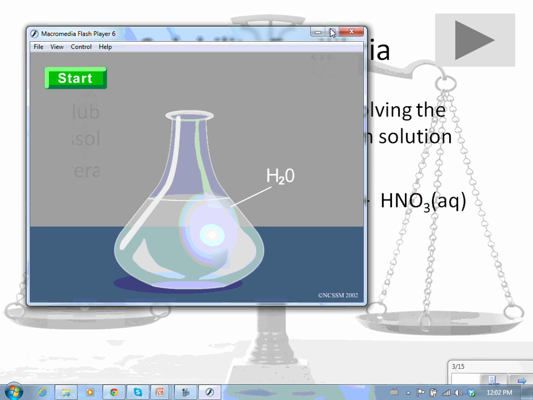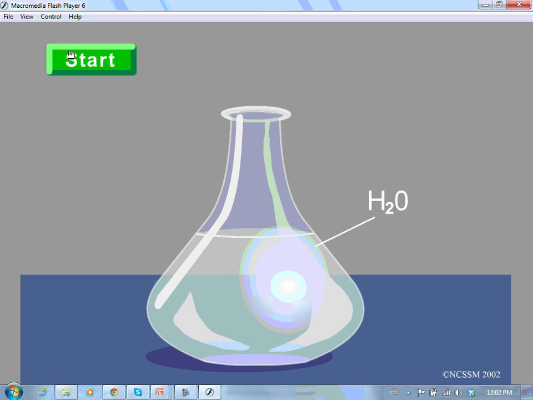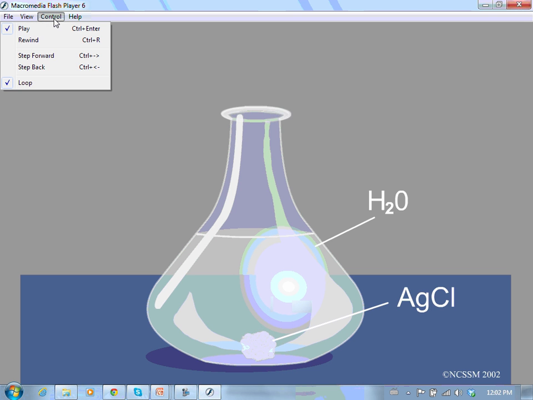Let's see if this works. Yes, okay. So here is an Erlenmeyer flask of water, and I think the volume here might be loud, so I apologize for that. I wonder if I can control it. Nope.